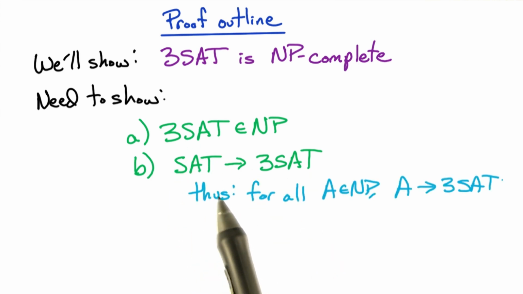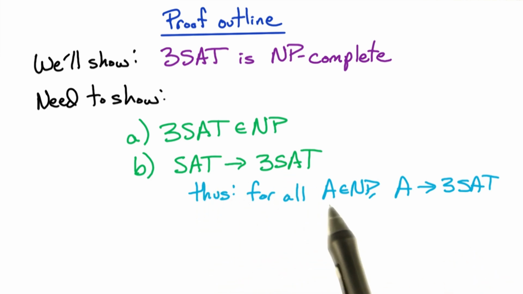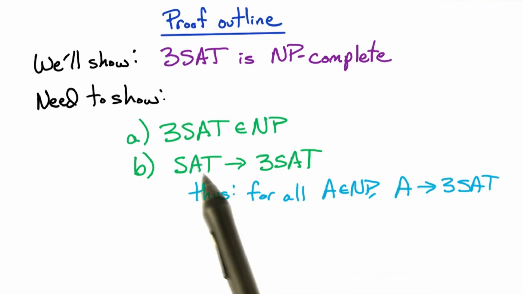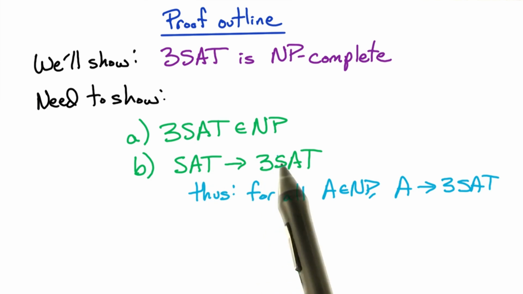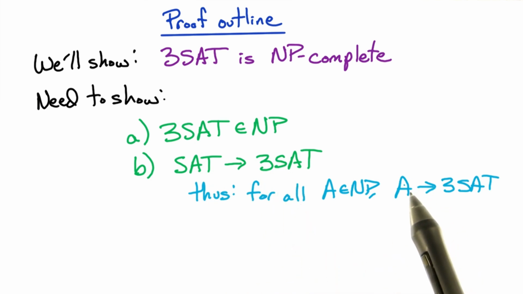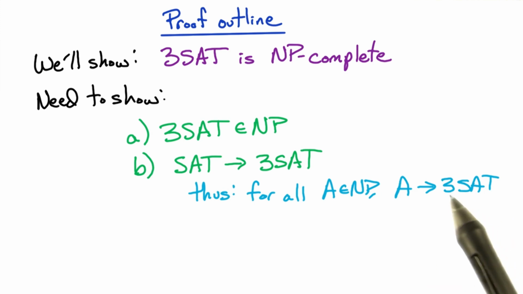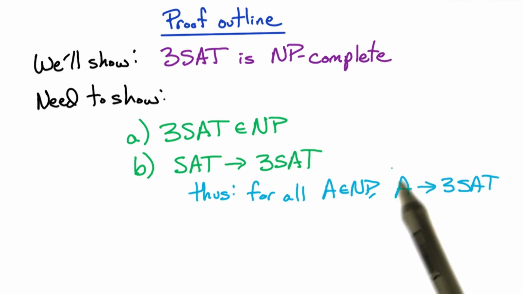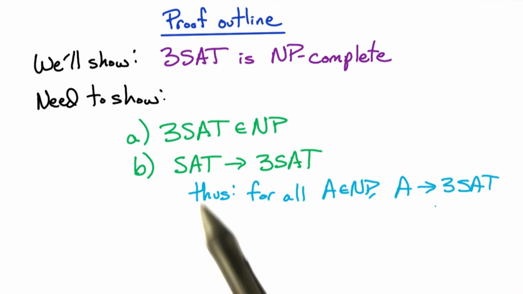Now once we've shown this reduction from SAT to 3-SAT, what does that establish? That establishes that for every problem A in NP, we have a reduction from this problem A to SAT, and then we have this reduction from SAT to 3-SAT. Therefore, we have a reduction from A to 3-SAT. The implication of this is that if we have a polynomial time algorithm for 3-SAT, then we have a polynomial time algorithm for every problem in NP, because we can reduce every problem in NP to 3-SAT. So let's start with the easy task.